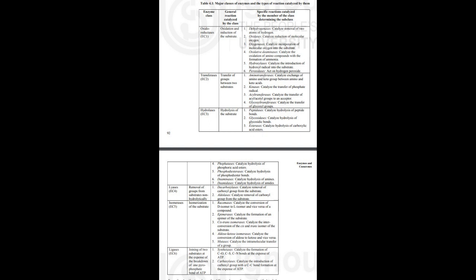Hydrolases. These enzymes, code EC 3, catalyze the hydrolytic cleavage of C-O, C-N, C-C and some other bonds, including phosphoric anhydride bonds. Their trivial names are formed by adding the suffix -ase to the substrate which they hydrolyze. Examples include protease, nuclease, phosphatase.